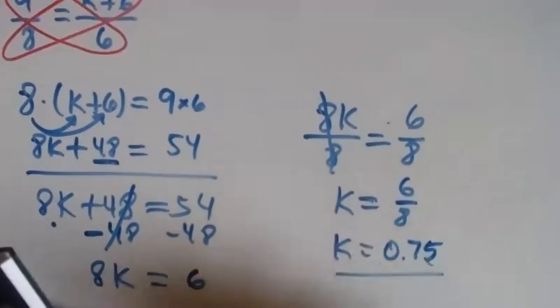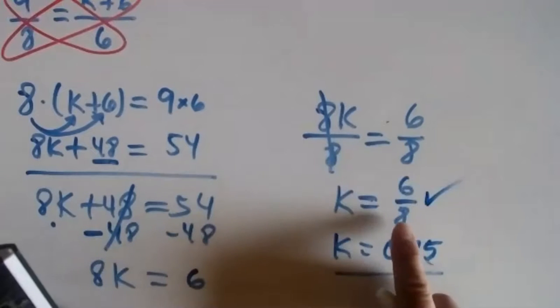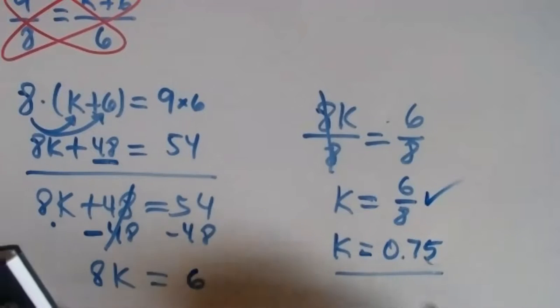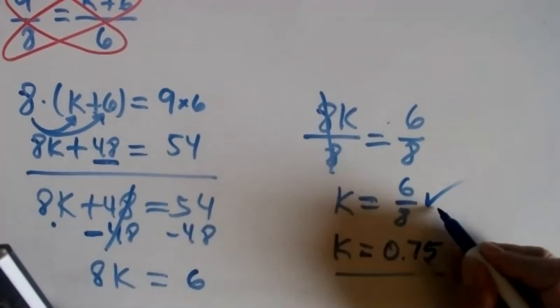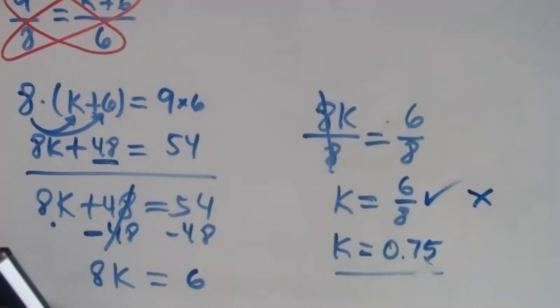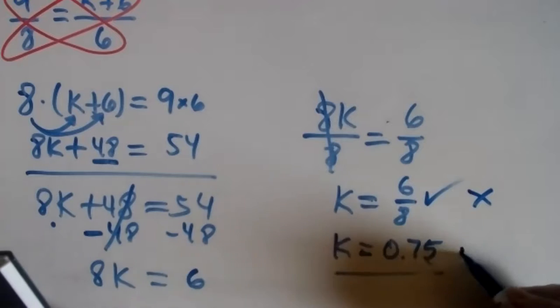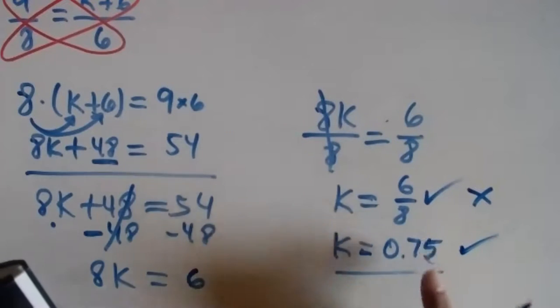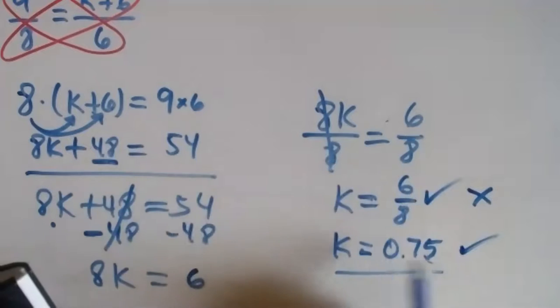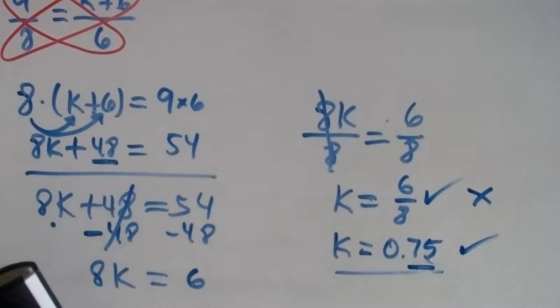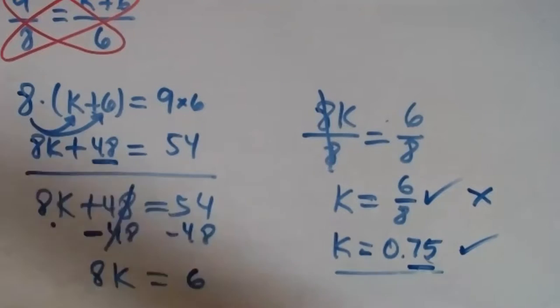Be careful. This answer is correct. In your assignment in Google Classroom, you have to answer with decimals. So if you put this one in the Google Classroom, you're going to get it wrong. This is correct. So use a calculator, the one in your cell phones, to find this one. And don't forget, you have to write with 2 decimals.